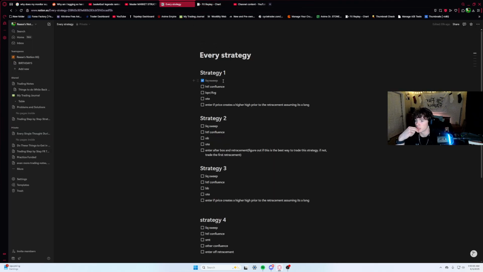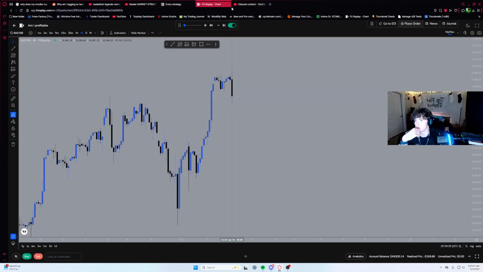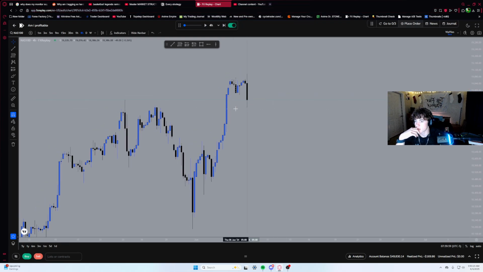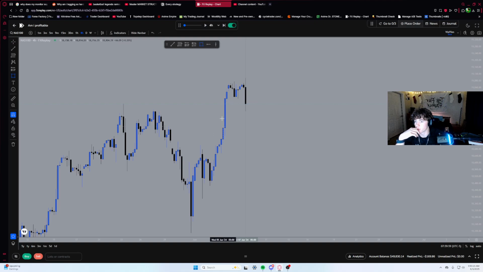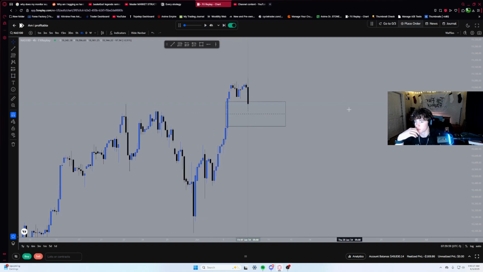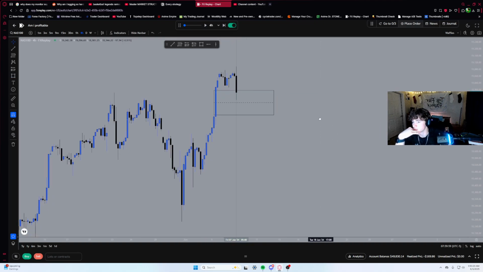And the goal is to just get a liquidity sweep, high time frame confluence, BPR, inverse fair value gap, OTE, and enter off of that. Cool. Alright, we have a 4 hour fair value gap. We see somewhat of a reaction at some point in it.